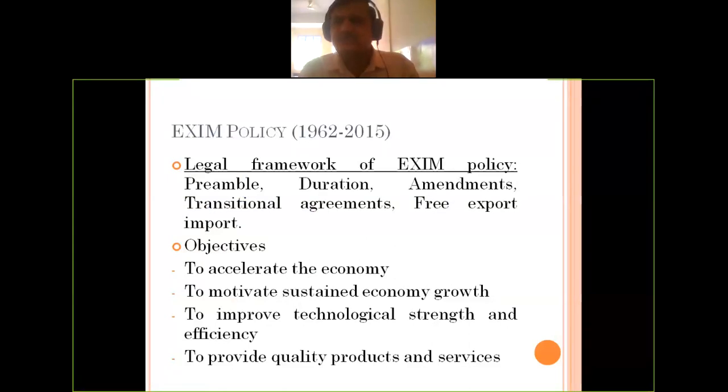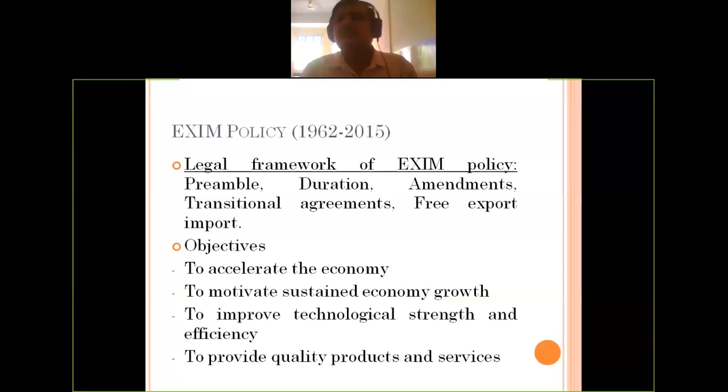With the international business today, we are discussing EXIM policy from the year 1962 to date. Today's content is all about the legal framework of the policies and the objectives of EXIM policy.